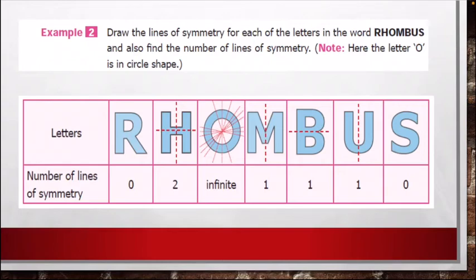But for the letter B, we can only use a horizontal line of symmetry. For the letter U, a vertical line of symmetry. And for the letter S, of course, you cannot have a line of symmetry. It doesn't give you equal halves when it is cut both horizontally as well as vertically. So these are the examples that you might have your knowledge upon, and how the lines of symmetry are.